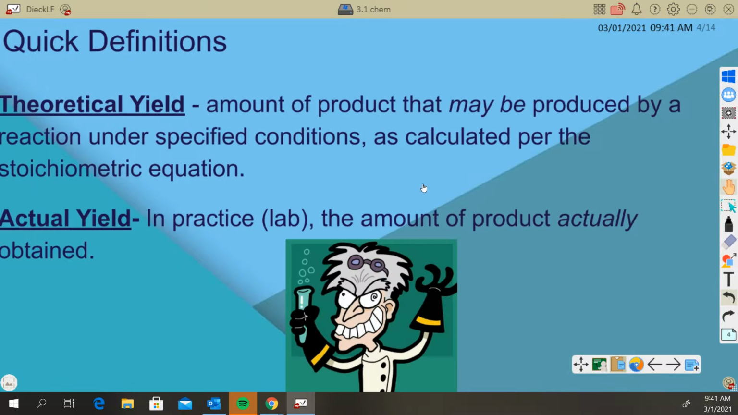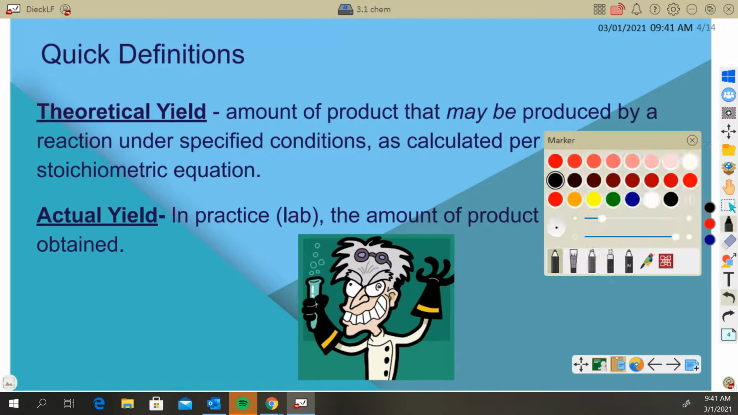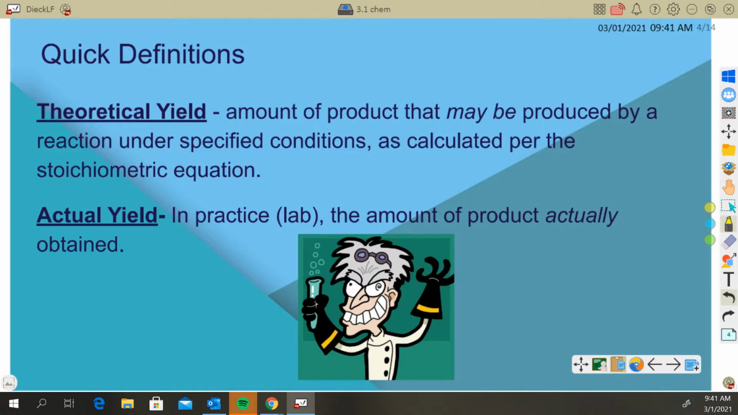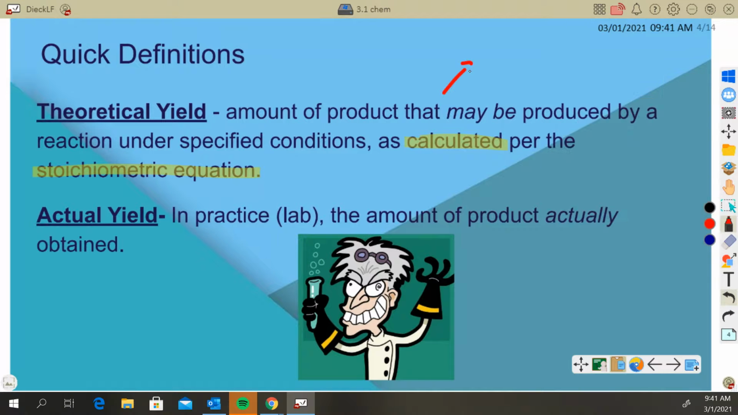So theoretical yield is the amount of product that may be produced by a reaction under specified conditions. The key word here is it's calculated. Calculated means you're doing a stoichiometric calculation. So it is calculated, okay, per an equation. So this is in a perfect world, how much we should make. So perfect world is the way I call this one, right?